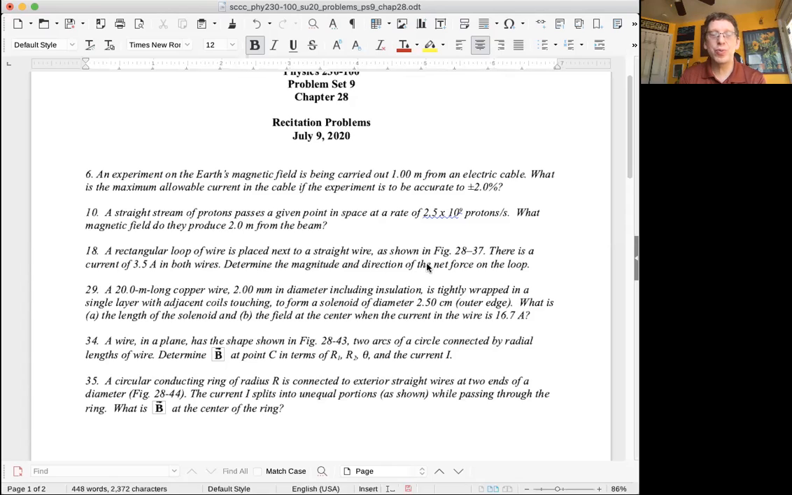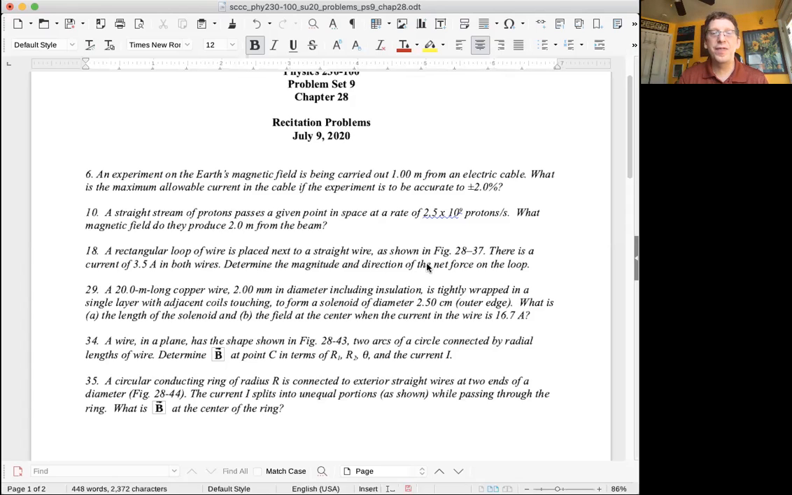Then we move on to number 29. A 20.0 meter long copper wire, 2.00 millimeters in diameter, including insulation, is tightly wrapped in a single layer with adjacent coils touching to form a solenoid of diameter 2.50 centimeters, the outer edge. What is the length of the solenoid and the field at the center when the current in the wire is 16.7 amps? So the length of the solenoid is basically the length of the cylinder.